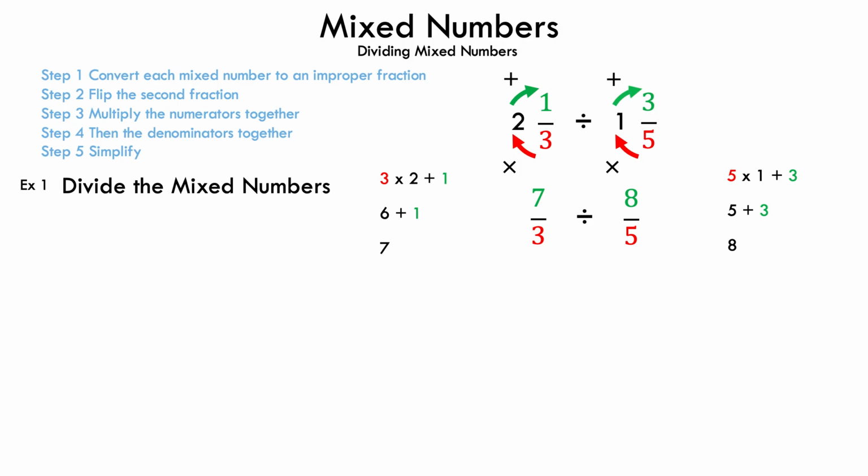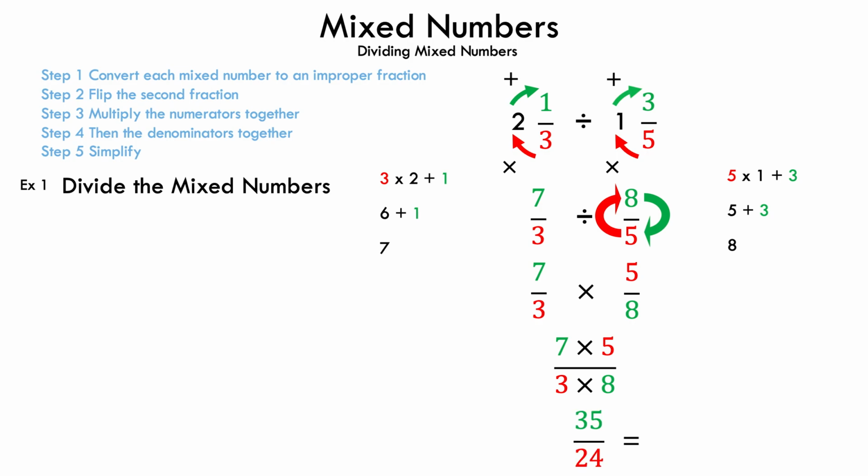Now we begin the process of flipping the second improper fraction. So first things first is that we have to flip the division sign to a multiplication sign, and that allows us to flip the second improper fraction from 8/5 to 5/8. Now let's rewrite those two fractions so there's only one division bar with 7 times 5 on top and 3 times 8 on the bottom. And that gives us 35/24 because 7 times 5 is 35 and 3 times 8 is 24.